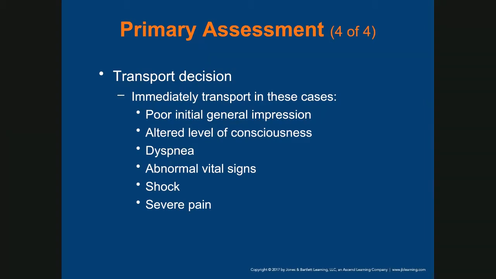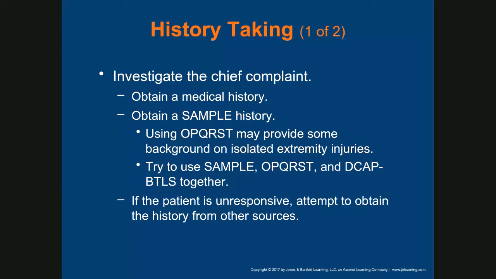Once we have completed the primary assessment, the next phase is history taking. Investigate the chief complaint. Obtain a medical history, obtain a SAMPLE history. And you will use your OPQRST, you will use your DCAP-BTLS, and you're using SAMPLE, right? All of these together. You can get this information regarding the chief complaint from the patient, from family members, from bystanders, right?